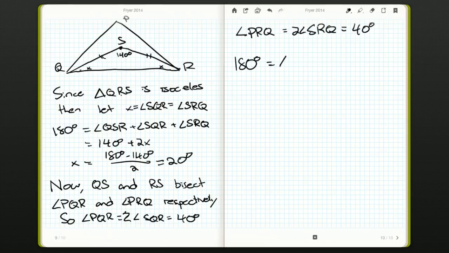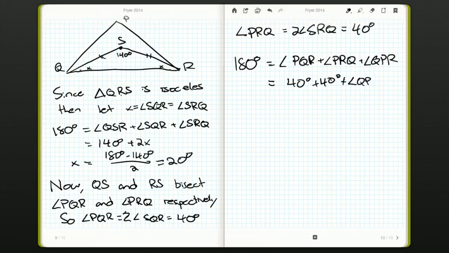And then we know 180 degrees is going to be angle PQR plus angle PRQ, plus the angle that we were asked for, QPR. 40 degrees plus 40 degrees plus angle QPR.